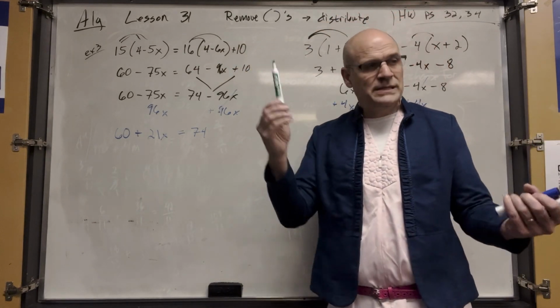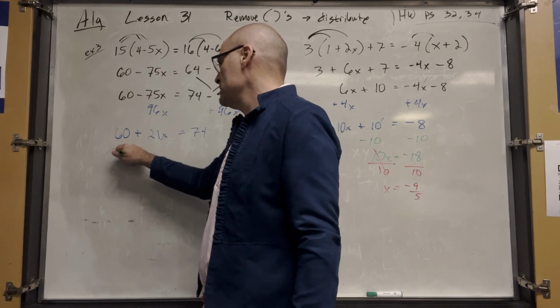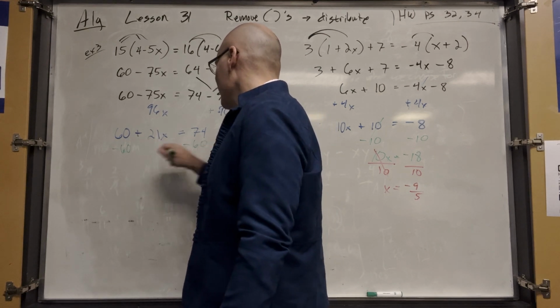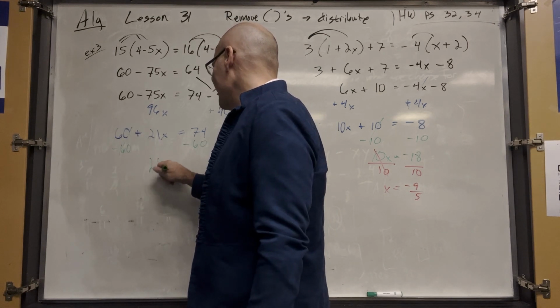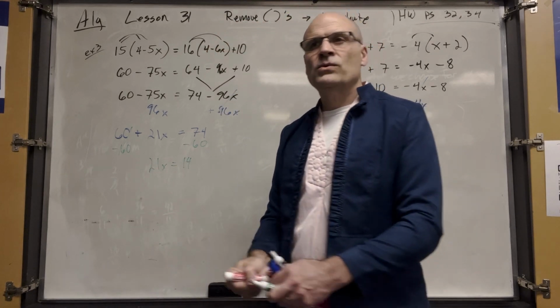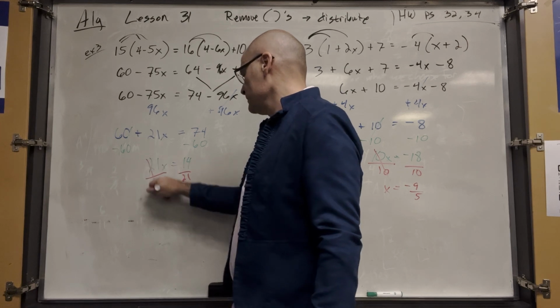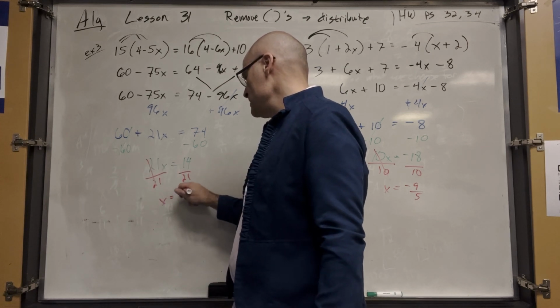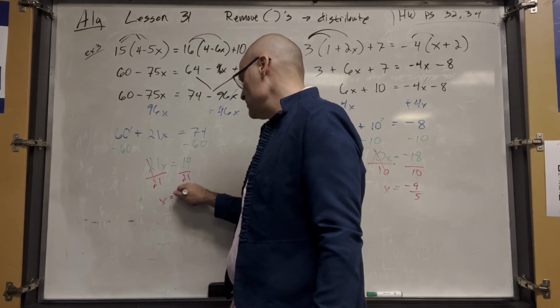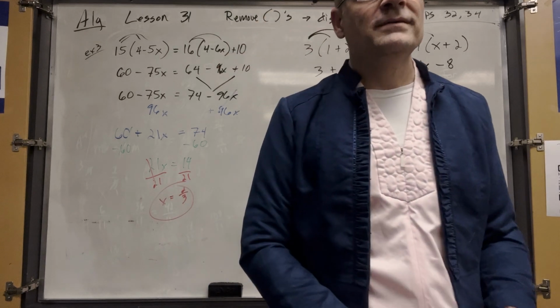Okay, now the next step: get rid of the constant term on the variable side. That's the 60. So subtract 60. So 21x equals 14. Divide by 21 to get rid of that 21, which is multiplying. X equals, reduce this by 7 on top and the bottom, so 2/3. Okay?